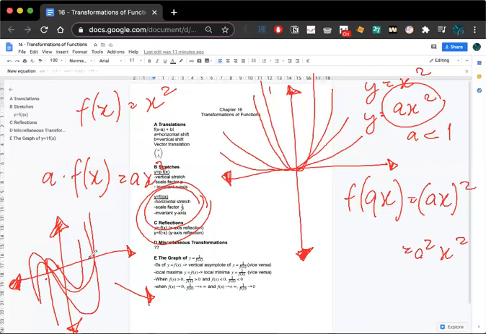So basically, the one that would stay consistent for the vertical stretches would be the x values, while the y is going to be stretched. But for the horizontal stretch, the one that's going to be consistent would be the y values. The x values are going to be the ones that are stretched.